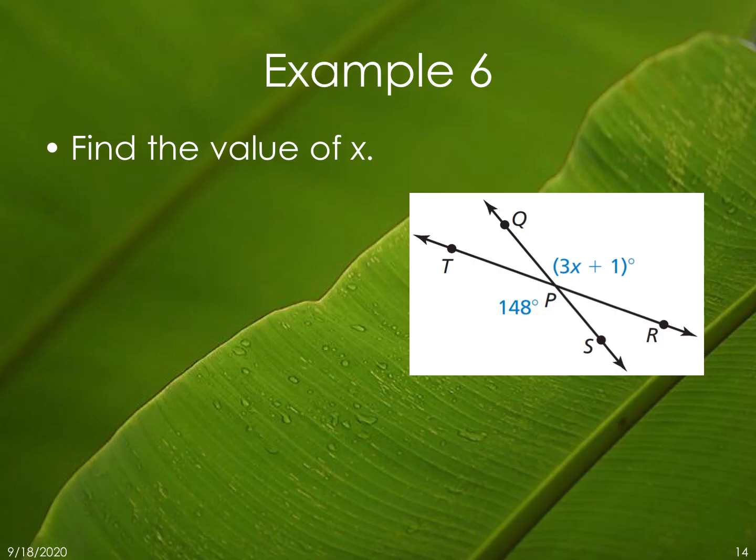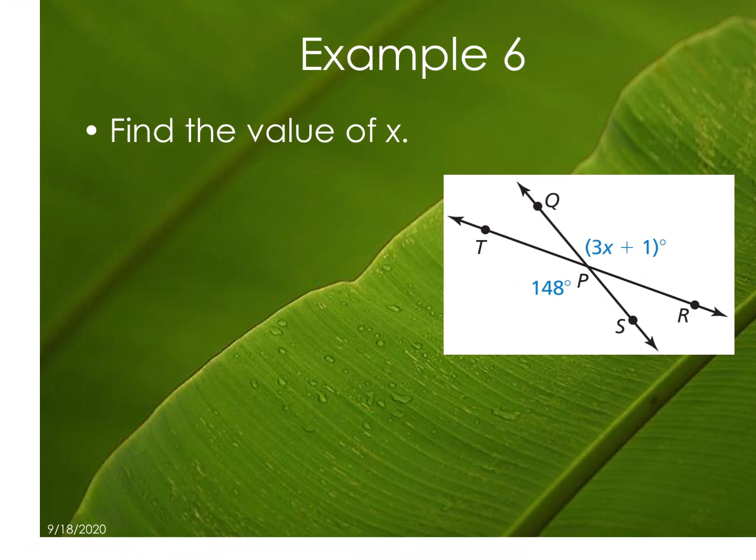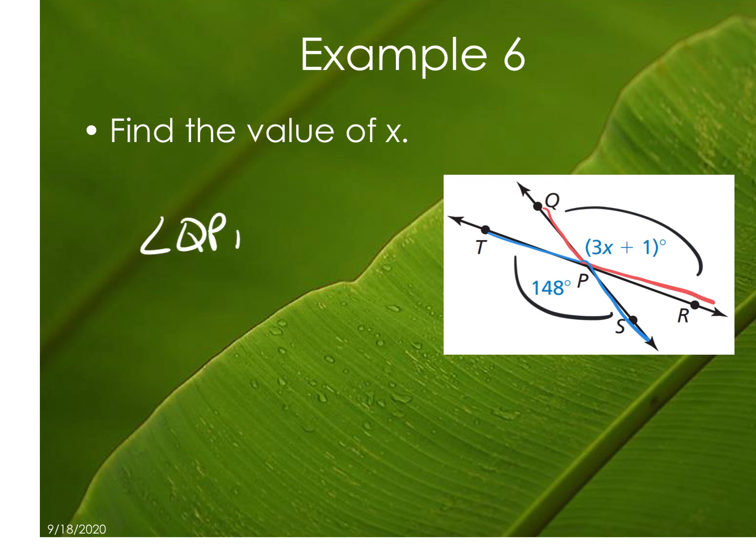All right, next, they want us to find the value of x. So notice these angles that are pictured here. This is a pair of vertical angles. So I know that angle QPR is going to be congruent to TPS because these are vertical angles. So to find the value of x, I am going to set angle QPR equal to angle TPS. QPR is 3x plus 1. TPS is 148. And now I need to solve my equation for x.